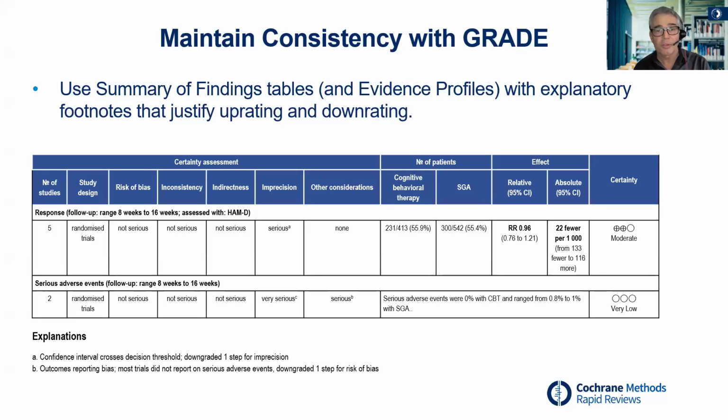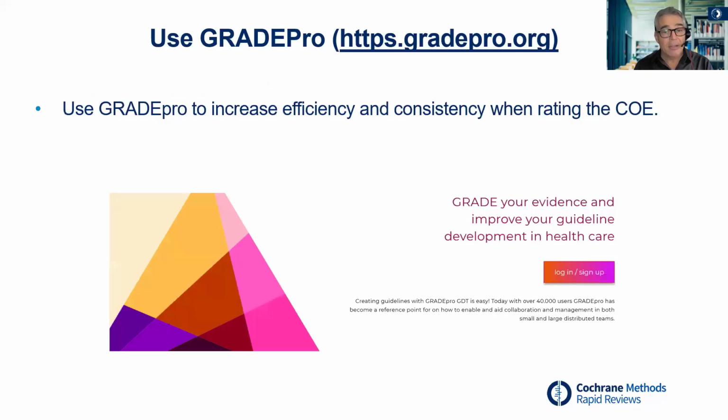And also for rapid reviews, we recommend the use of summary of findings tables with explanatory footnotes that provide reasons for up and down rating. The footnotes are really important elements of GRADE because they ensure transparency, and they should be part of any rapid review. We also strongly recommend the use of GRADEpro. GRADEpro is free software to rate certainty of evidence, and using it increases efficiency and also consistency when rating certainty of evidence.